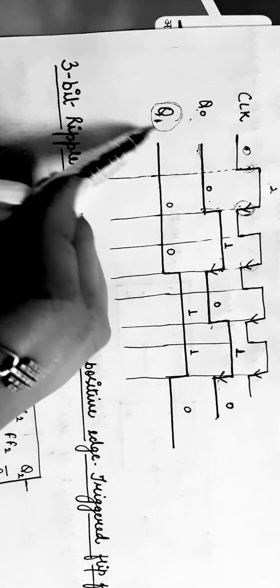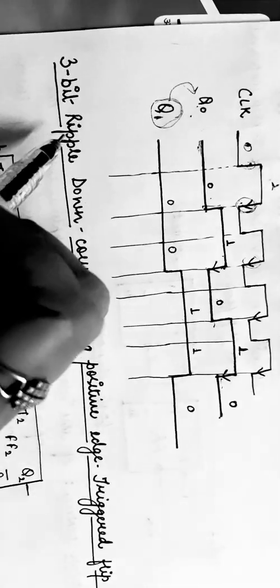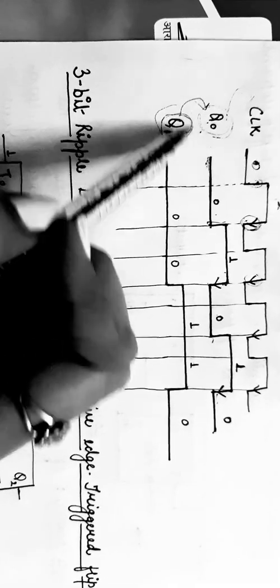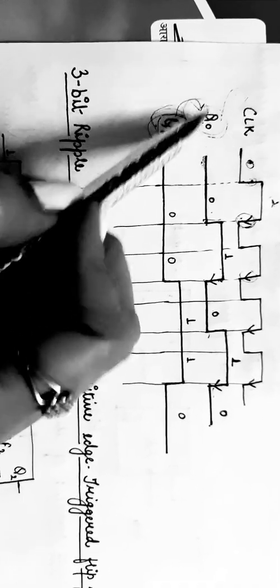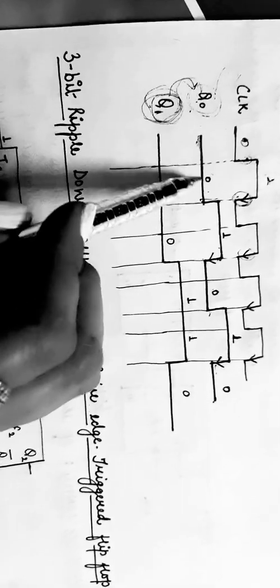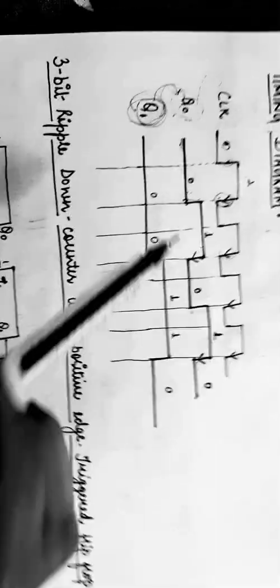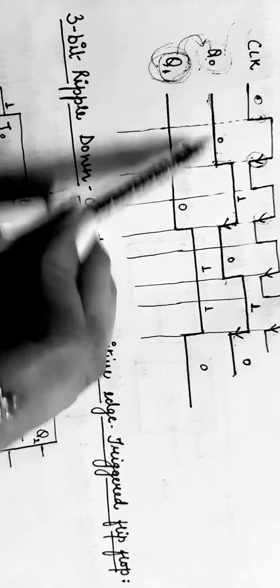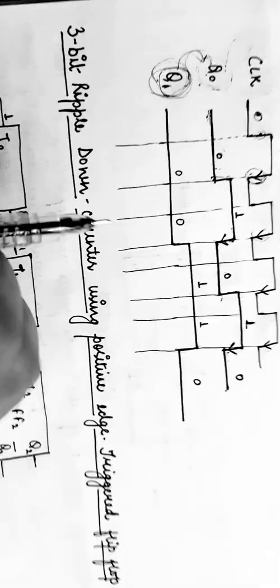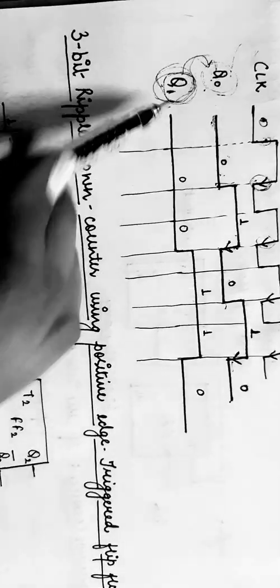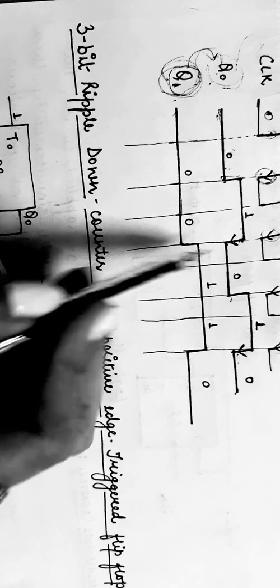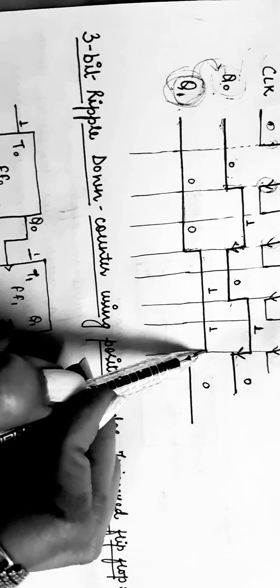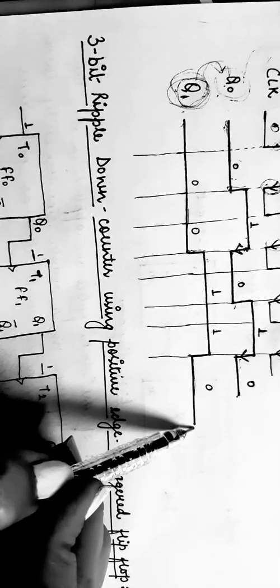Now coming on to Q1. The Q1 output will depend on Q0 only. Previously, your Q0 was dependent on the clock pulse. Now for Q1, your Q0 is the output, and it will act as the input for Q1. Here we can see that this is your negative edge triggered pulse, and here we get the negative edge trigger. Now for Q1, it will remain 0 till we get the negative edge trigger. After that, it changes its state, and then it remains 0.